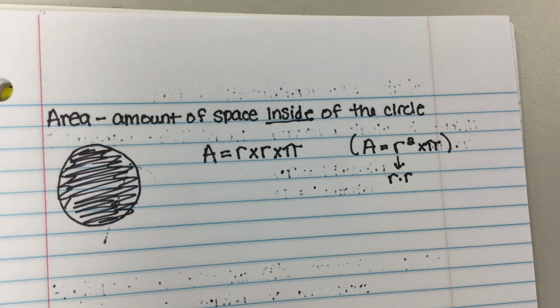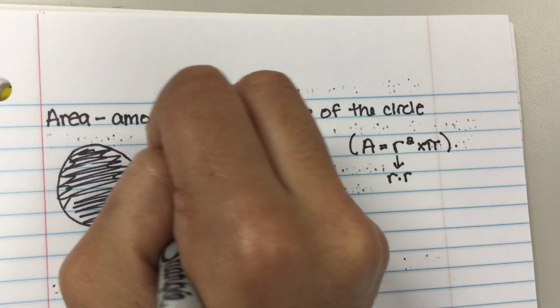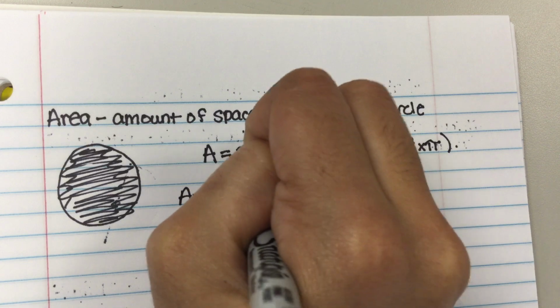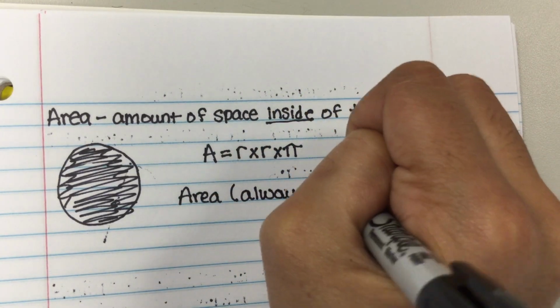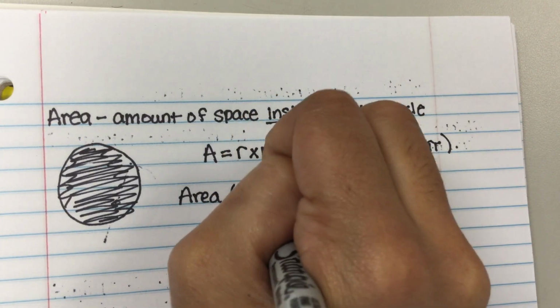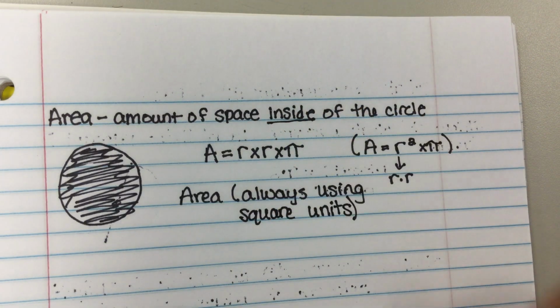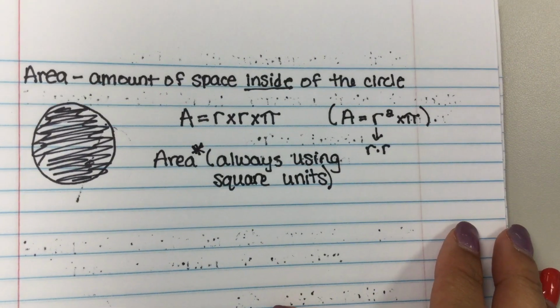And when you have area, you are always using square units. Always. So you can put a big star like that. You're always using square units.